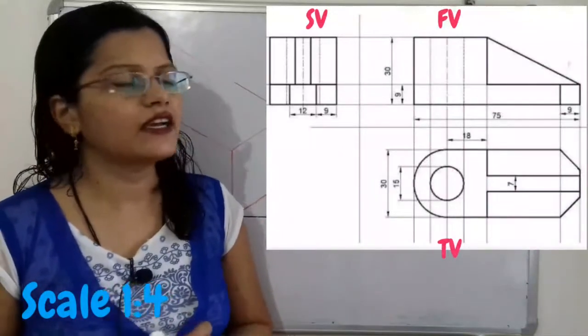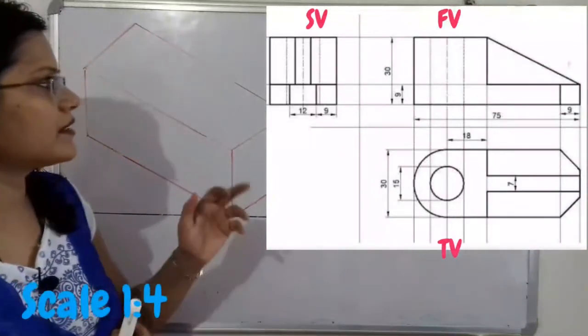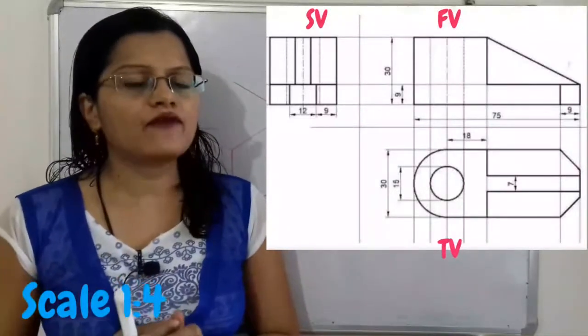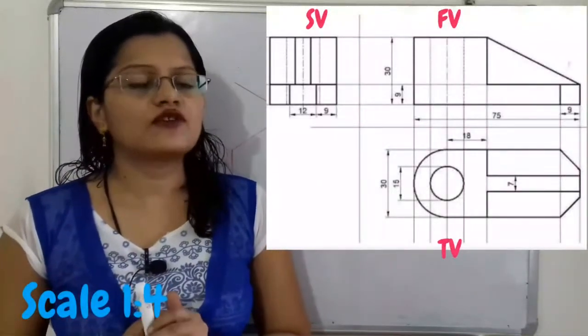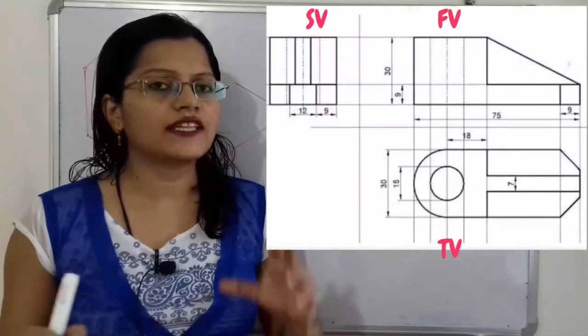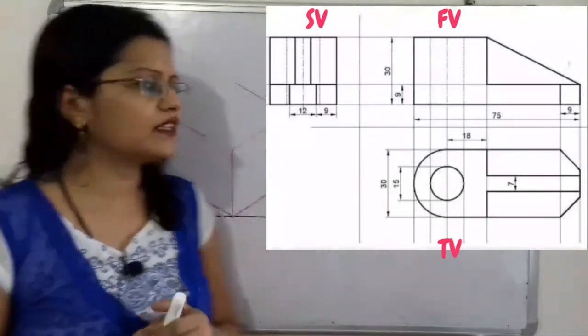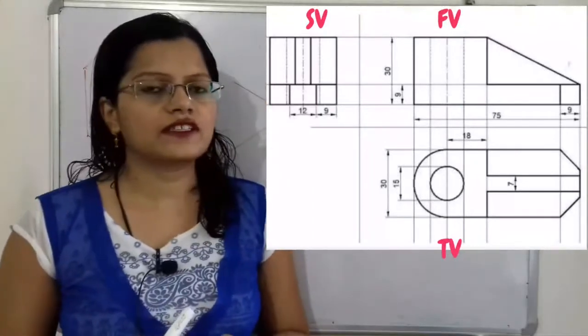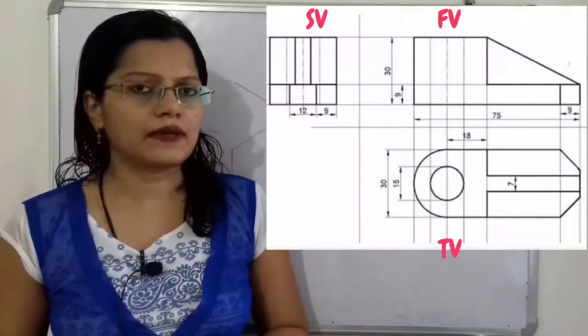Then what is the height? The height given is 30 millimeters, that is 30 into 4, 120 millimeters. We will take this as the height. And what is the width? We know that the top view represents the total length and total width. So here the width is given as 30 millimeters. That means we will use 30 into 4, that is 120 millimeters.